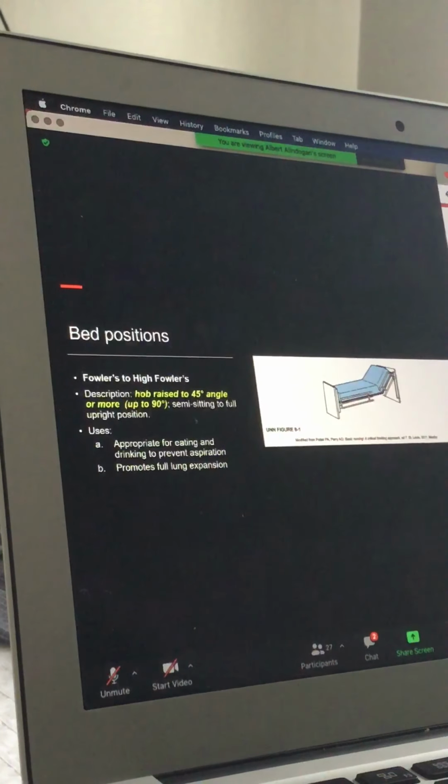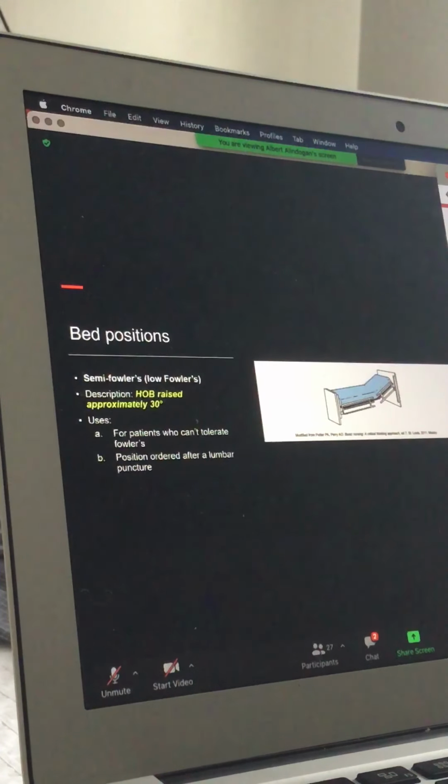It promotes full lung expansion. If they can tolerate high Fowler's when they're short of breath, the better it is for them. Typically 60 degrees would be okay. Most patients are not able to tolerate a 90-degree elevation of the head. Like what we're doing right now, we're sitting up. This is 90 degrees, so this is best for people with respiratory issues, people who are short of breath.